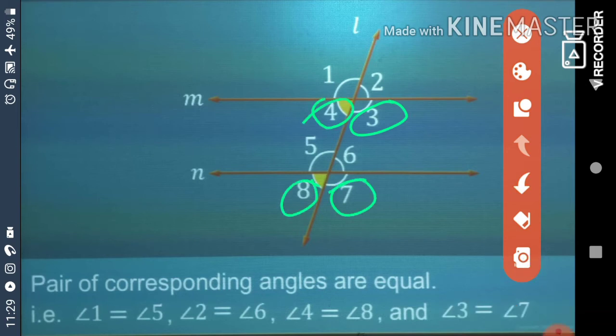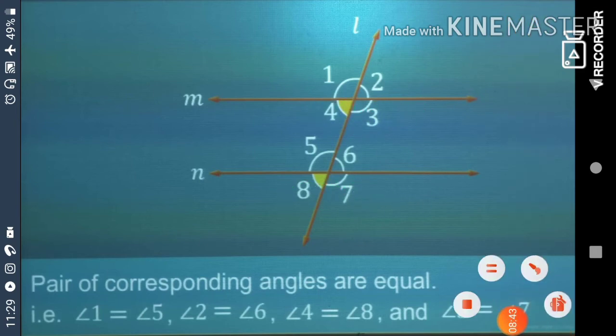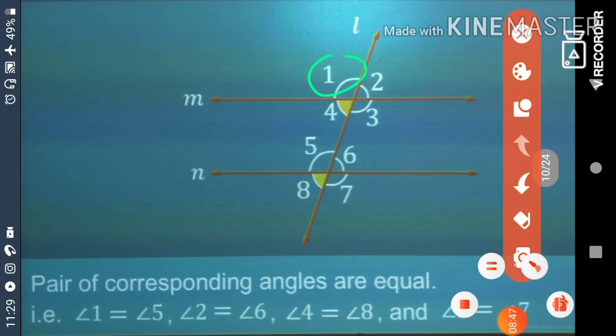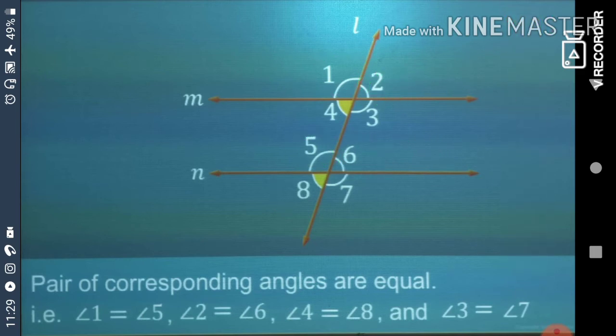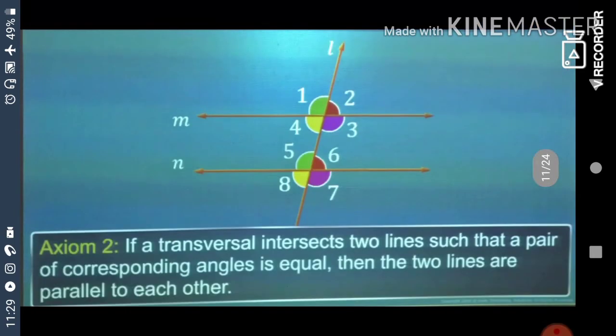4 and 8, these are also corresponding angles only. So 4 and 8 are equal, 3 and 7 are equal. In the same way we have learned, 1 and 5 are equal, and 2 and 6 are equal, because they are pairs of corresponding angles. Okay, so they will be equal. Remember, this holds when there are parallel lines cut by a transversal. Okay, clear? Now axiom 2.